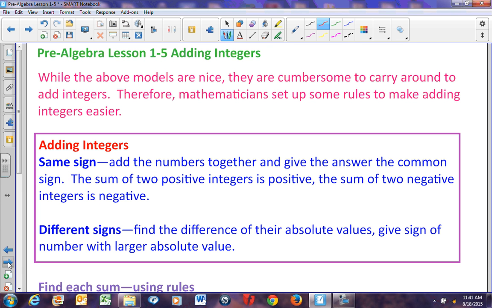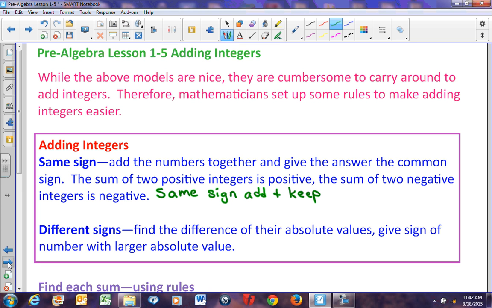So mathematicians set up some rules to make adding integers easier. Two basic rules. If your integers have the same sign, both negative or both positive, add the numbers together and give them the common sign. The sum of two positive integers is positive, the sum of two negative integers is negative. Just remember, same sign, add, and keep. Same sign, add them together, keep the common sign. It's a nice little trick.